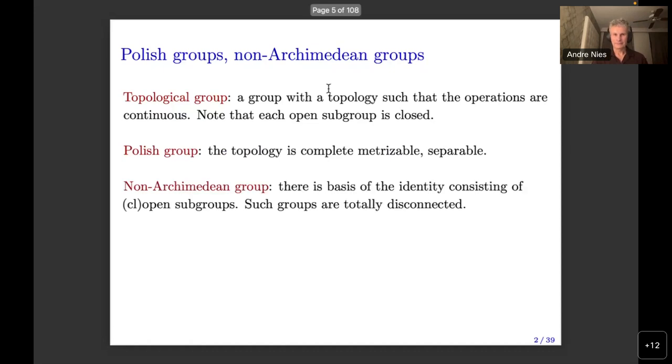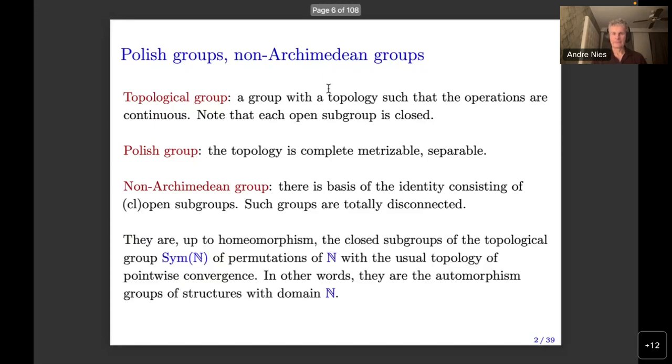And a special role is played by the non-Archimedean groups, where you want a basis of the identity that consists of open subgroups and therefore clopen subgroups. So there's a basis of clopen sets. Such a group will be totally disconnected, which just means there's a basis of clopen sets.